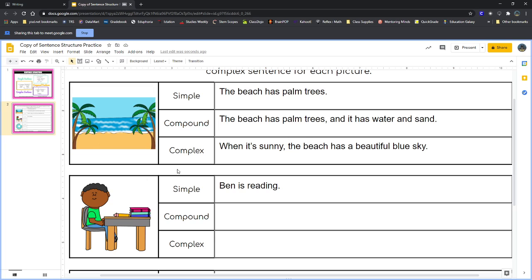So now I want to figure out another simple sentence that I could combine with my first one. What else could Ben be doing besides reading?